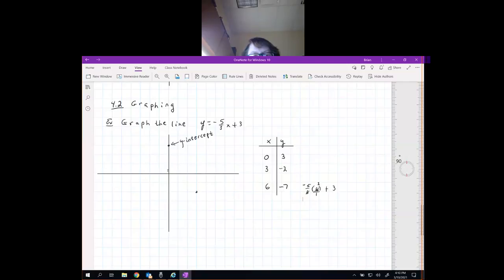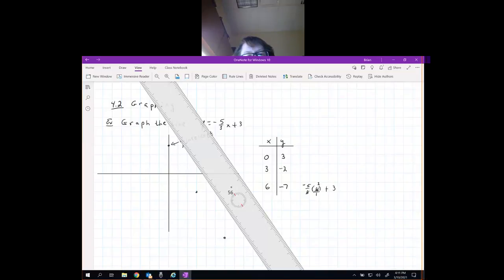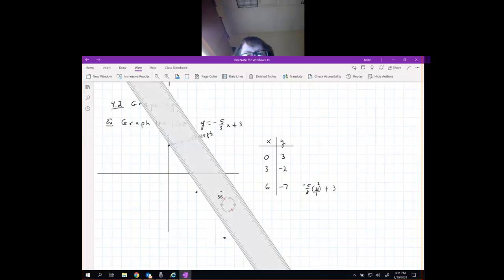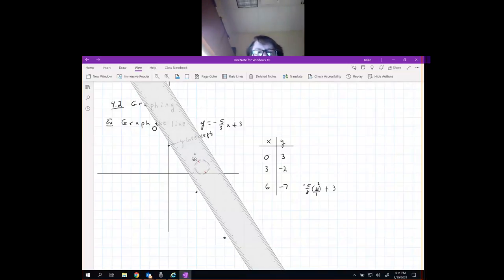So start at the origin. I will go to the right 6 units. 3, 4, 5, 6. And then I will go down 7 units. 1, 2, 3, 4, 5, 6, 7. All the way down here is my third point. If they line up, I am good. So let's check it out. I think that's lined up. We'll see how close it is.